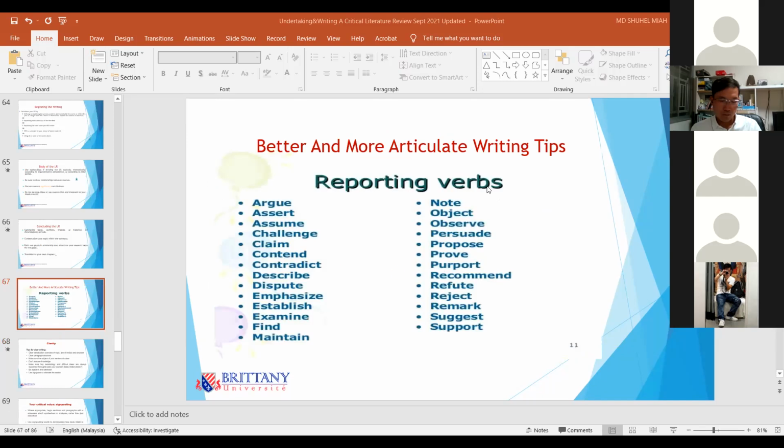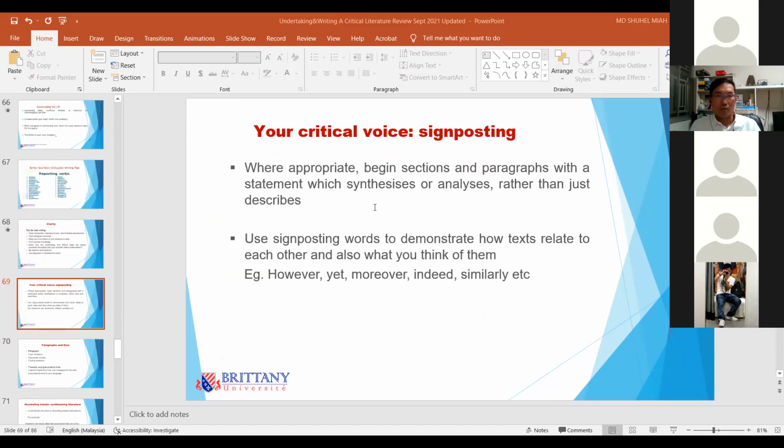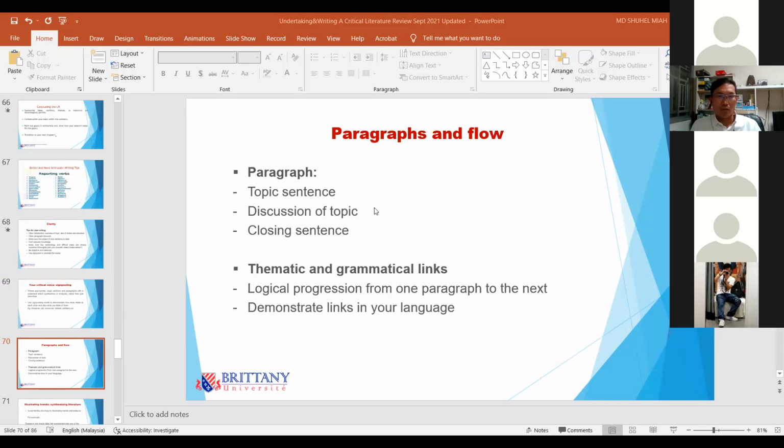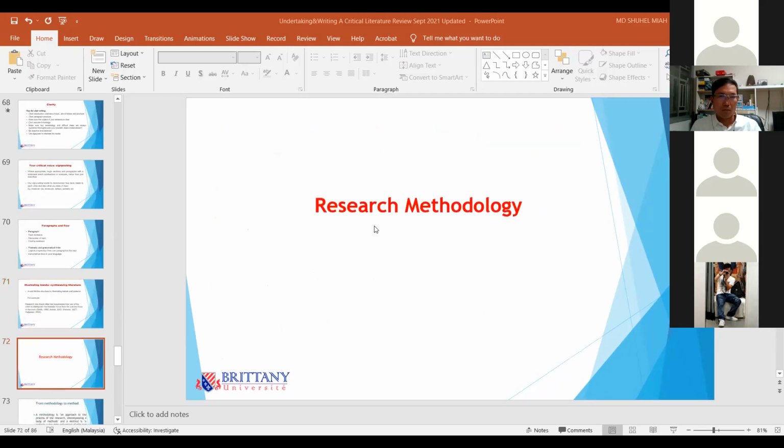So reporting verbs: I already gave you the academic phrase bank, with enough verbs and everything you have. I'm just showing you here how to develop paragraphs and the flow. You just refer to the academic phrase bank I have given to you, right?